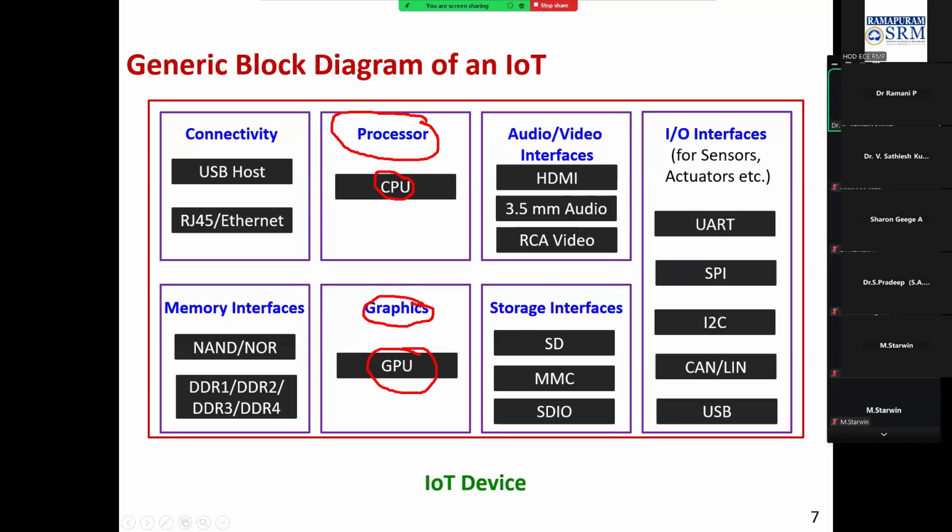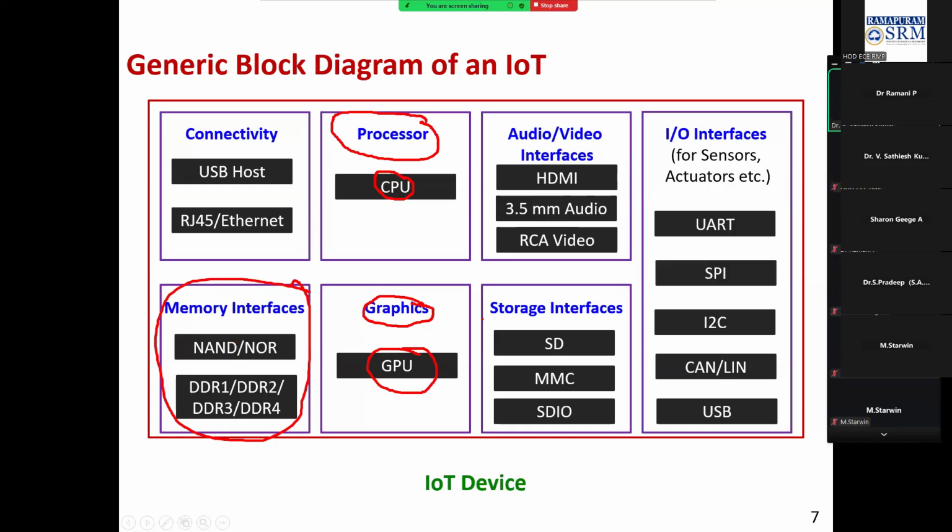So in an IoT device, if I have sensors, then we require a processor. If I have a camera, then we need to have a GPU system. Then we need to have some memory interfaces too. Some local memory can be there, like I can use NAND, NOR chips or RAM memories like DDR1, DDR2, DDR3, DDR4, DDR5. So like that, we can have different memory interfaces attached to the IoT device.